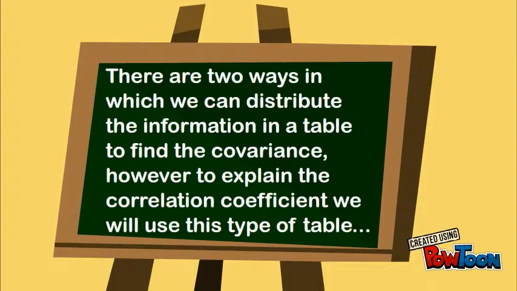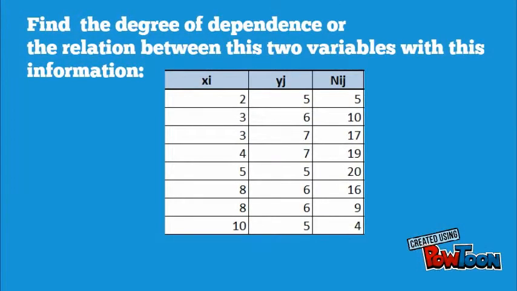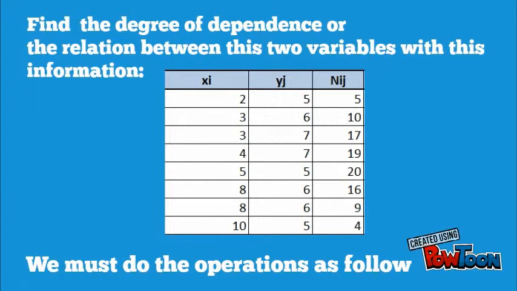There are two ways in which we can distribute the information in a table to find the covariance. However, to explain the correlation coefficient, we will use this type of table. Imagine we get asked to find the degree of dependence or the relationship between the two variables with this information. To be able to find the correlation coefficient, we must do the following operations.